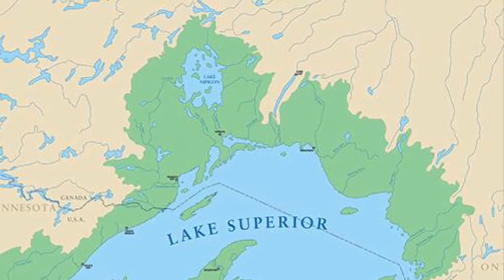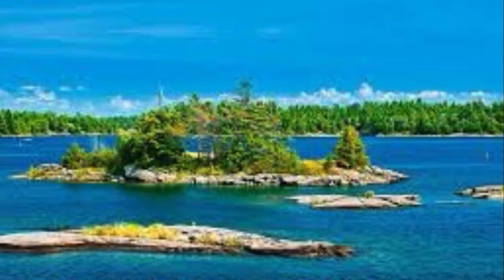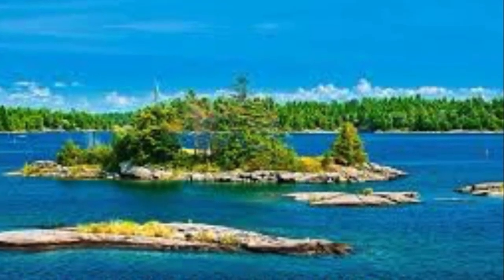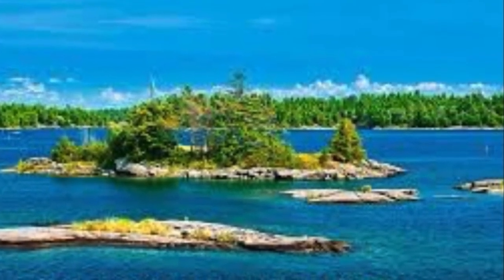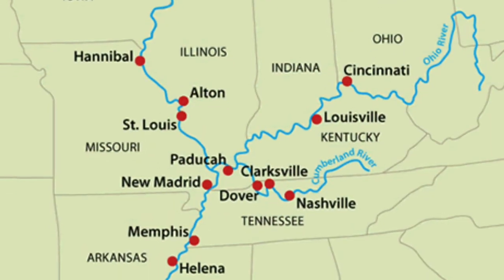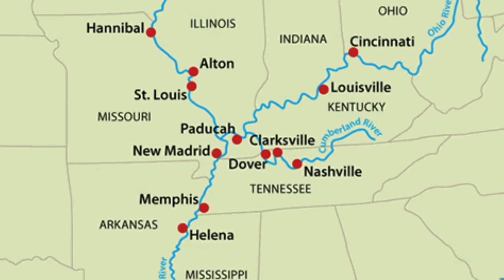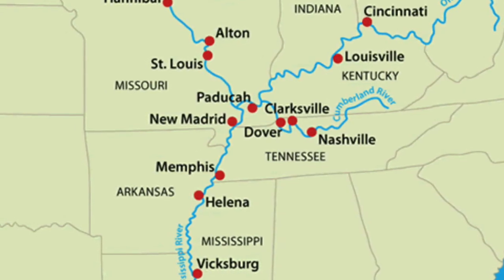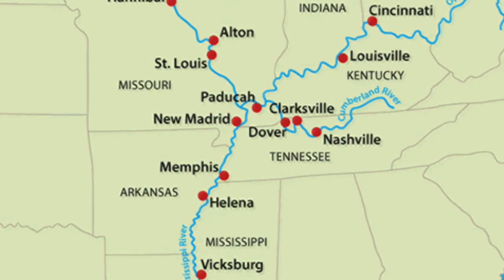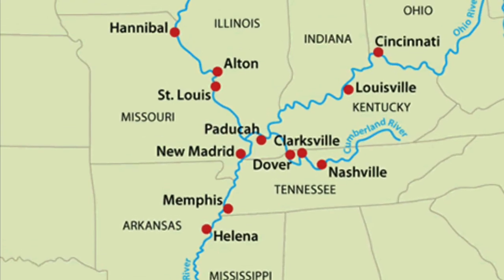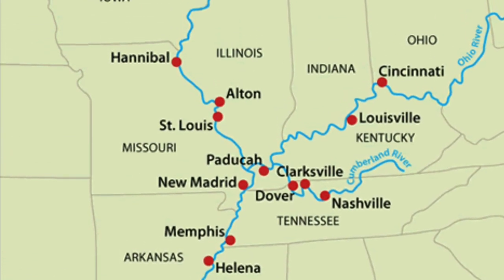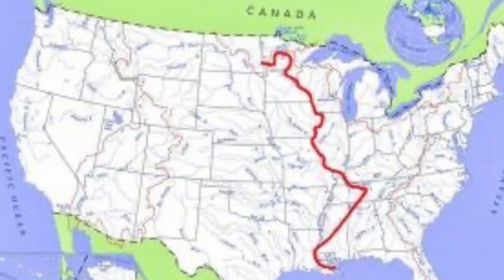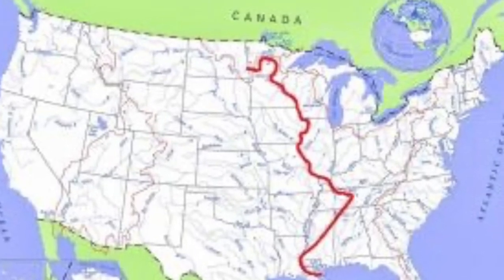So we're going to look at Superior. Lake Superior is the largest freshwater lake in the world. Now we're going to move into the Mississippi River. The Mississippi River is part of this region too. And the Mississippi River goes through all of the states you can see on the map there. Right here, this map shows you a great starting point where it starts.